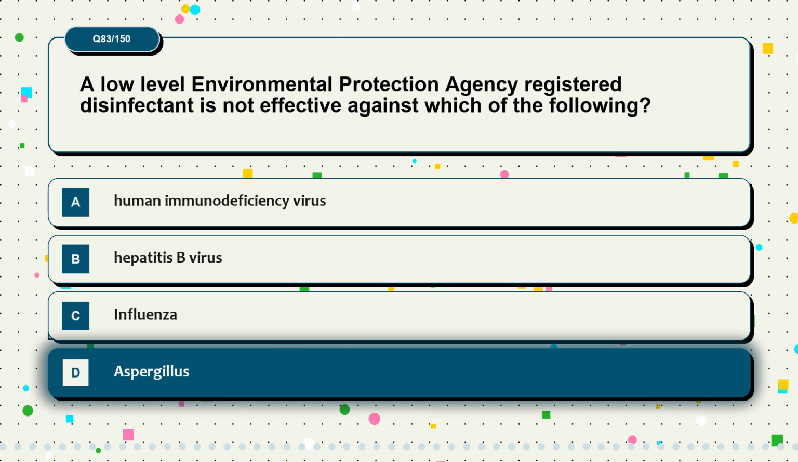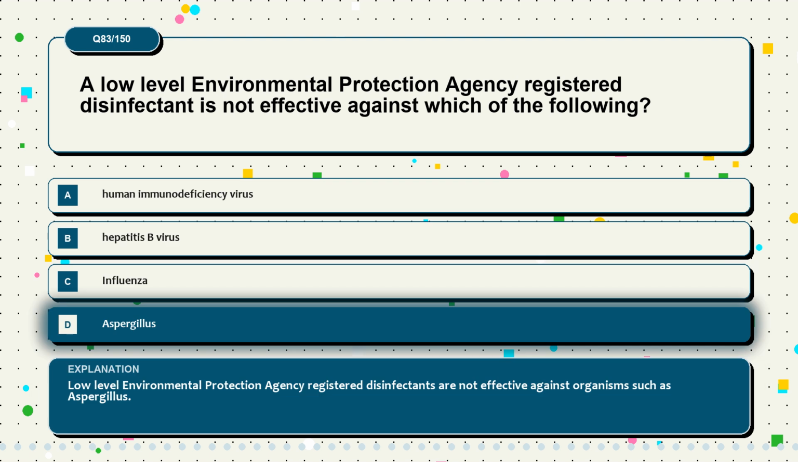The correct answer is option D, aspergillus. Low-level Environmental Protection Agency registered disinfectants are not effective against organisms such as aspergillus.